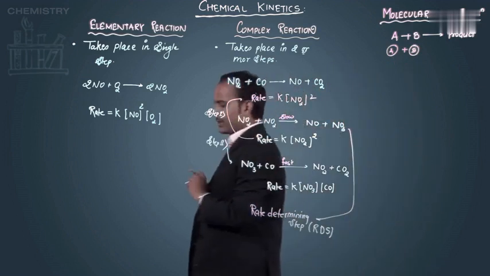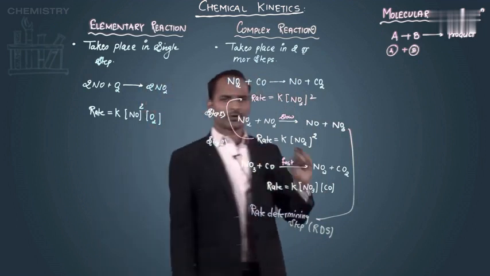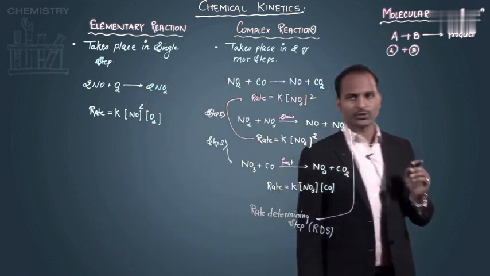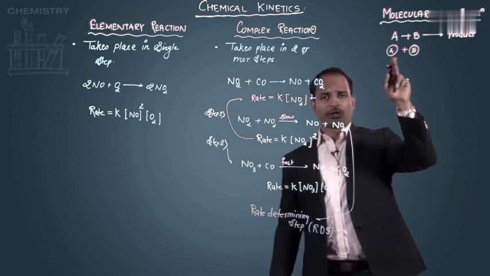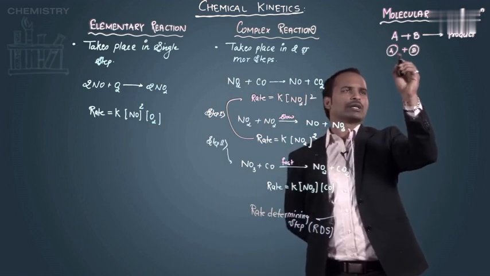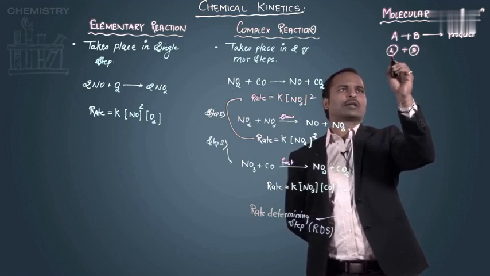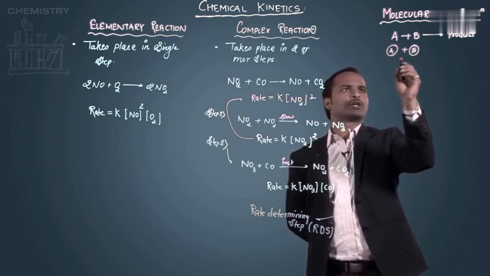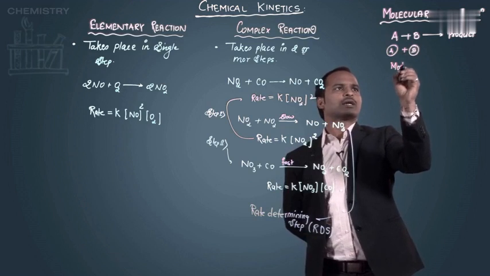So what is molecularity now? Molecularity is nothing but the number of reactant molecules which are colliding together. Number of reactant molecules colliding together is called the molecularity of a reaction. So here in the case of A and B, how many reactant molecules are colliding? 2. So 2 molecules are colliding. So here I can say the molecularity is 2.